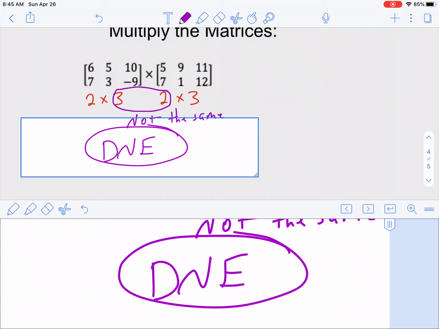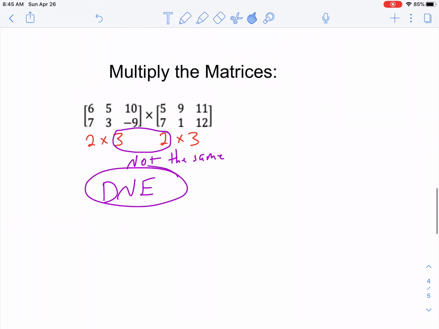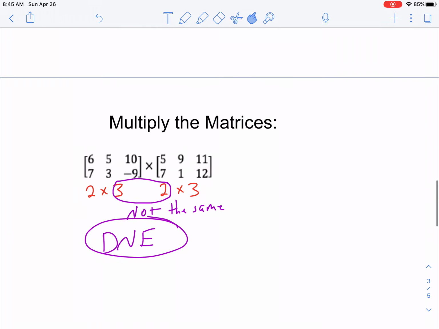You cannot multiply matrices where the middle term is not the same. Okay? If that happens, you can stop. Just say it does not exist. It does not work. You cannot do it. So I just wanted to show you an example of something like that that does not work.